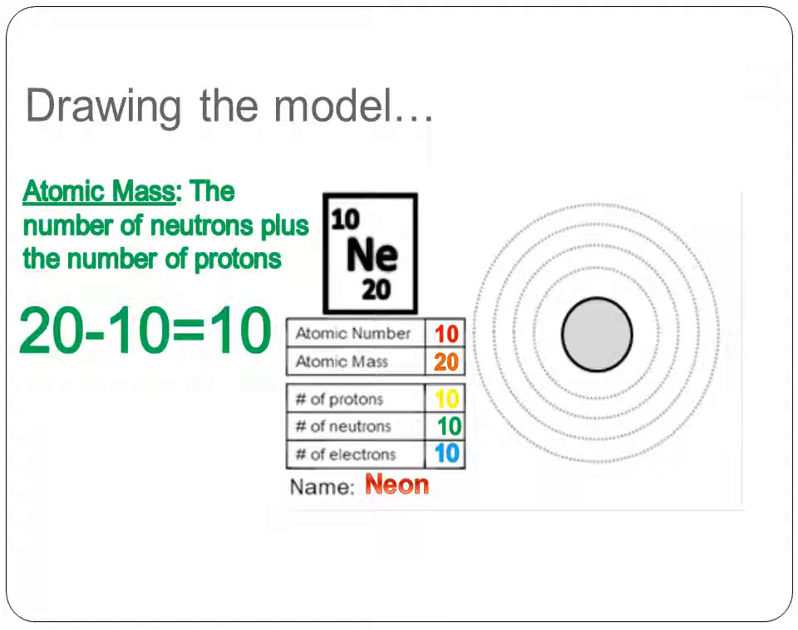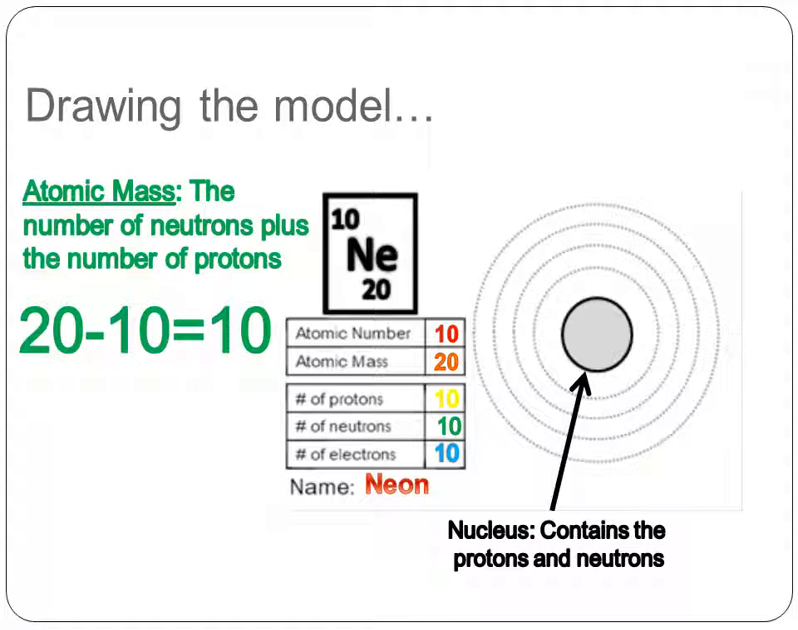To the right of my table, you can see that I have a small gray circle surrounded by dotted lines. The gray circle represents my nucleus, which contains the protons and the neutrons. The dotted line circles represent my energy orbitals, and that is where my electrons will go. When you start drawing your models, you're going to draw a circle that represents the nucleus, and inside, you're going to write the number of protons and the number of neutrons. In my model of neon, I have 10 protons and 10 neutrons. Next, we are going to place our electrons.